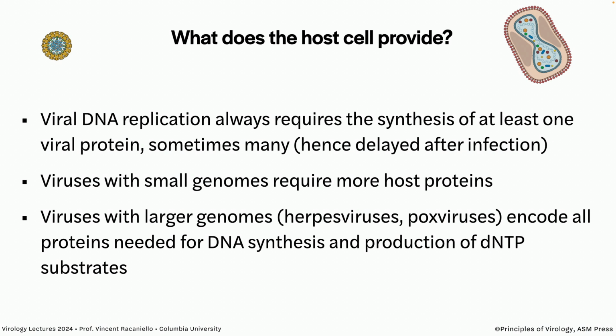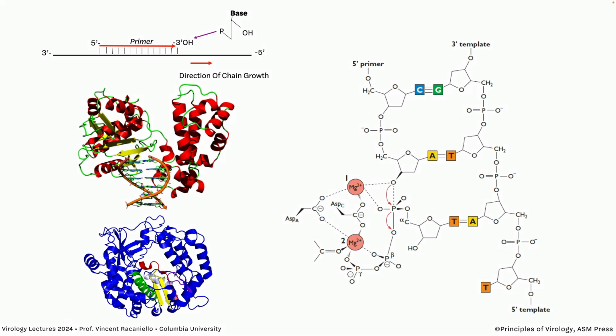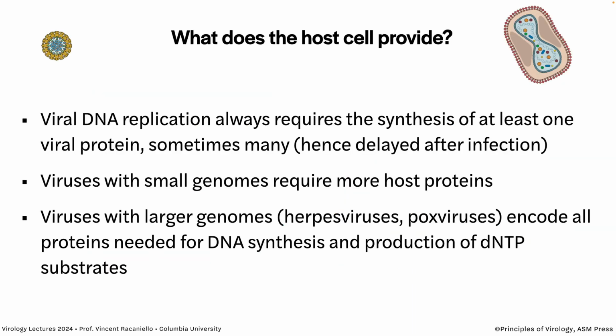And in fact, the herpes viruses and the pox viruses encode all the proteins they need for DNA synthesis and for the production of dNTP substrates. So remember, when you make DNA, you need to use dNTPs to incorporate into the polymerase. These are the dNTPs here. And those have to be made in the cell. Our cells make those. We have all the enzymes to do that. And some small viruses simply cannot encode those enzymes, but herpes and pox viruses do. They can make their own dNTPs.